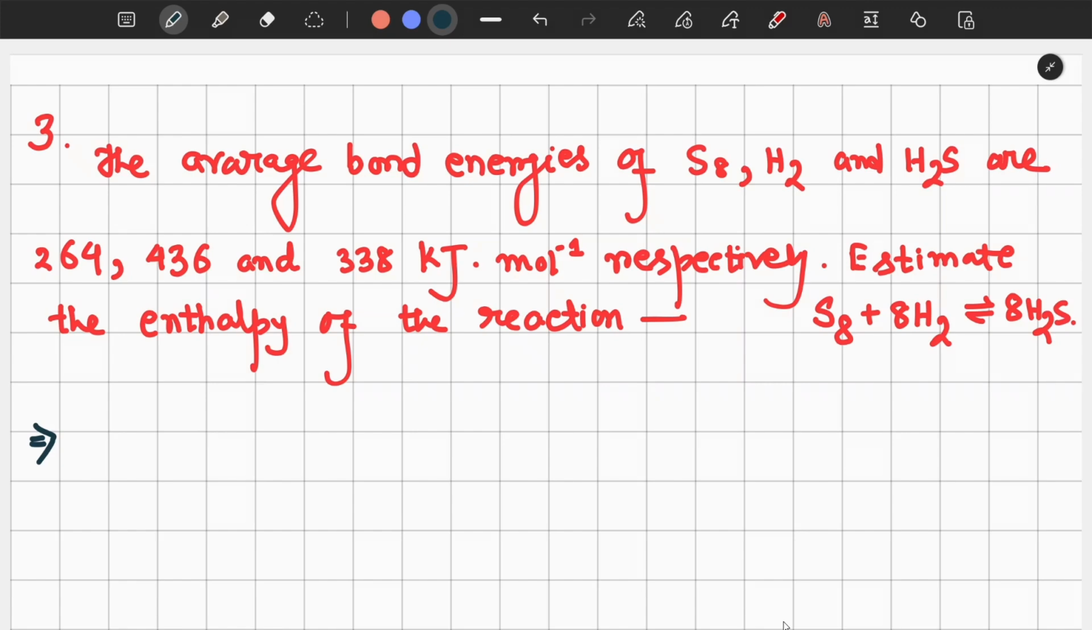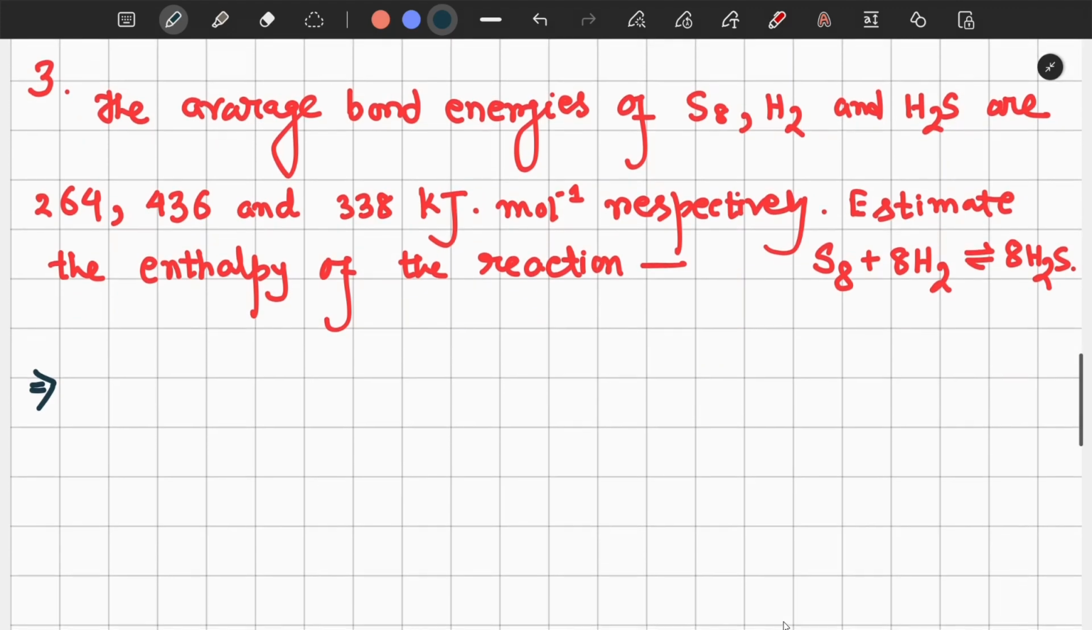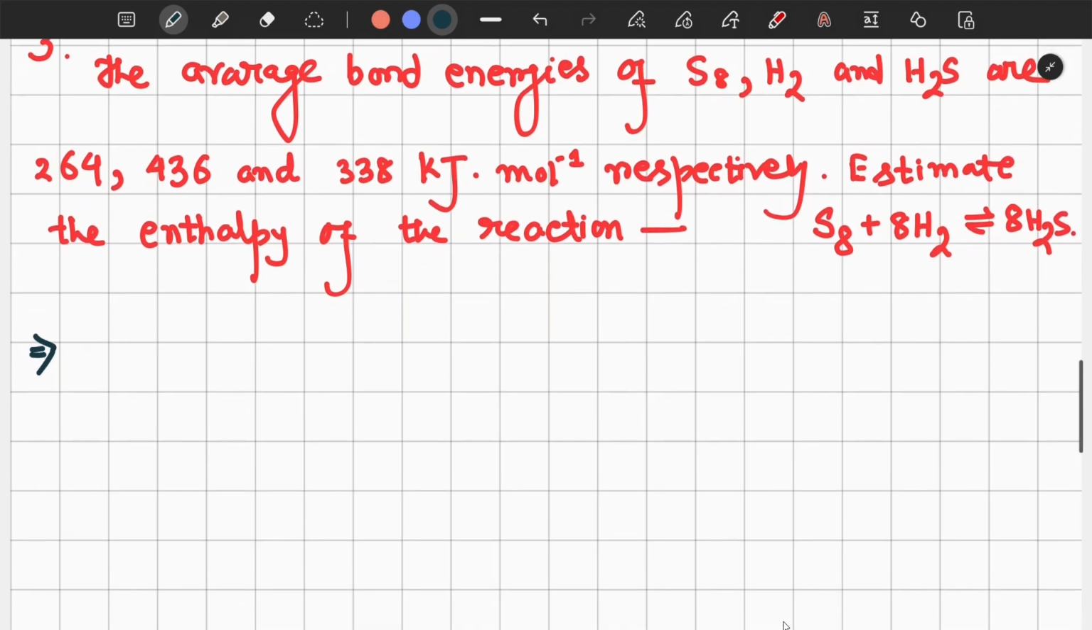What is the definition of bond energy? Energy released when forming the bond. Exactly, energy released when forming the bond. That means you can think like that: S8 to 8S, for this reaction, the energy is required, right? So here del H is positive, 1048 kilojoule per mole. 1048 kilojoule per mole, correct. So how do you do that?